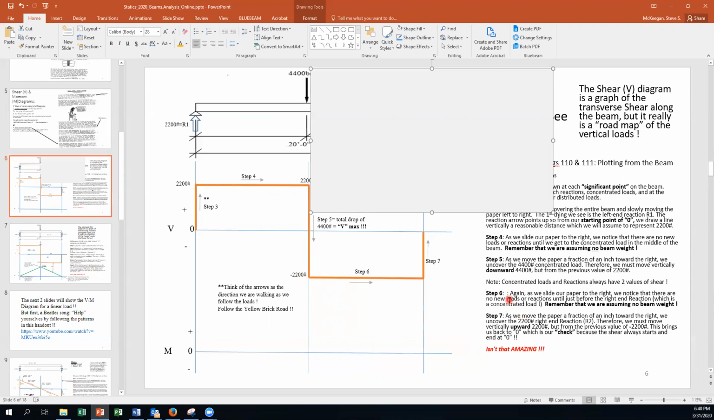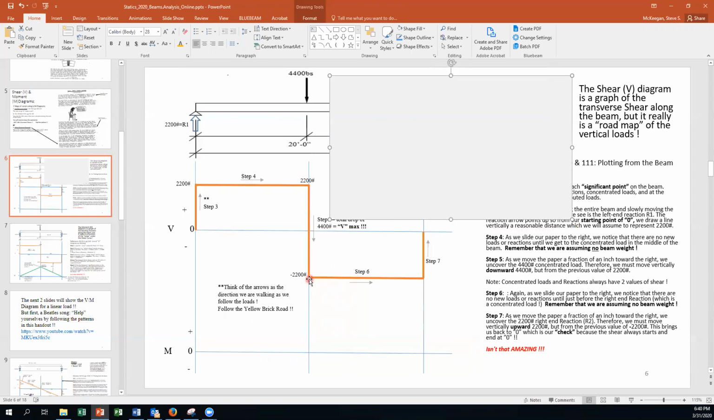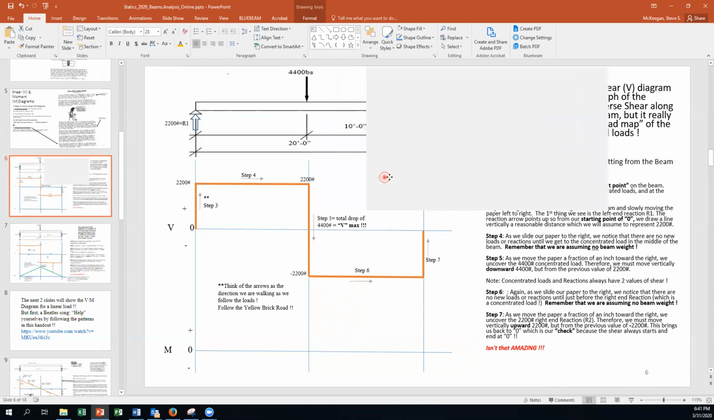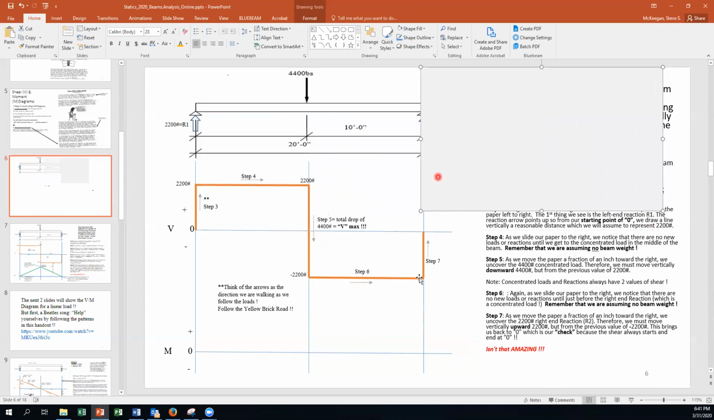So step 6, again, we slide our paper to the right. We notice that there are no new loads or reactions until just before the right end reaction, which is a concentrated load. Remember, we are assuming no beam weight. So we go to here, right? And what is that shear curve looking like? It stays at negative 2,200. Whoops, I hit something. And just before that end reaction, it's still at negative 2,200.